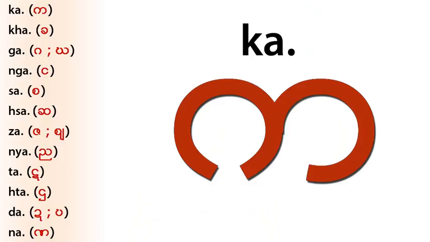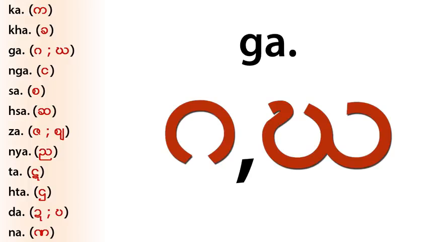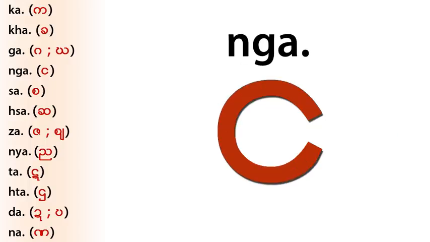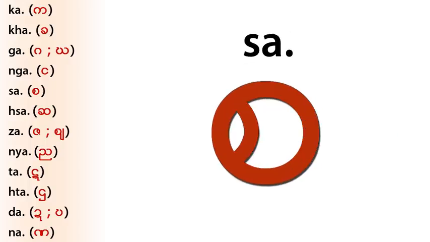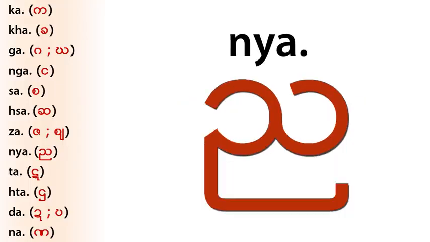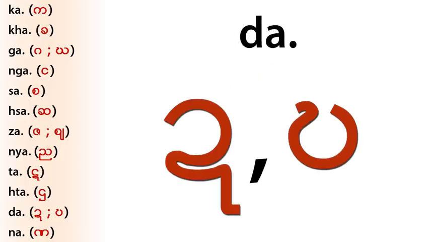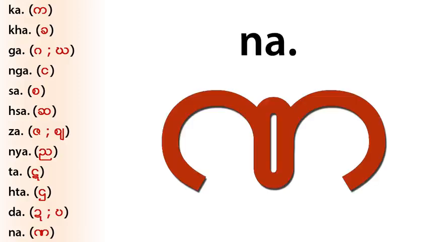Alright, that's all for this first lesson on the sound of consonants. Hope you could grasp some of the pronunciations already. Let me make a recap of the letters and sounds that we have seen in the first part. Ga, ka, ga, nga, sa, sa, za, nya, da, ta, da, and the last one, na.